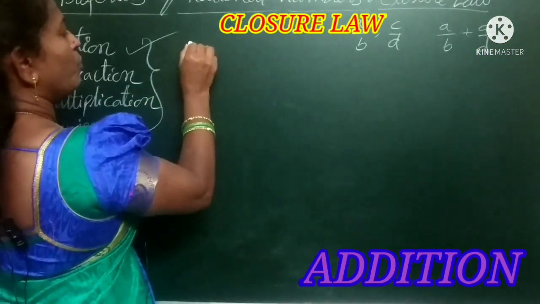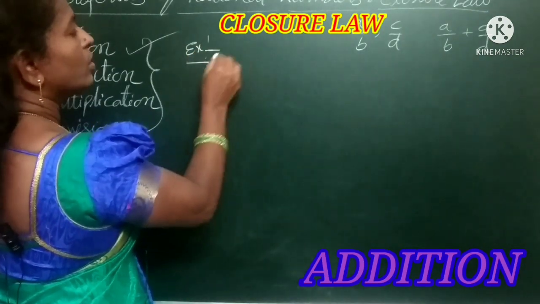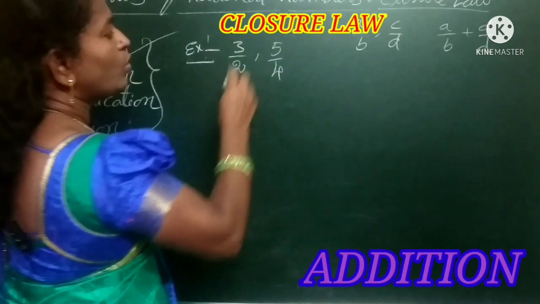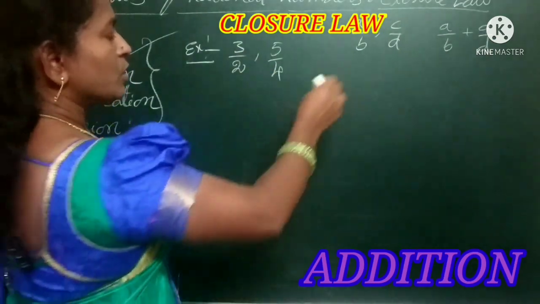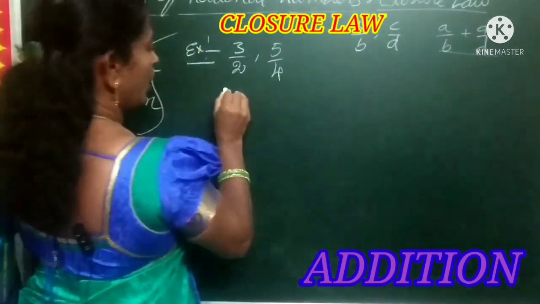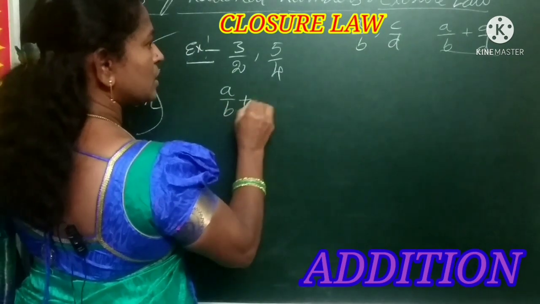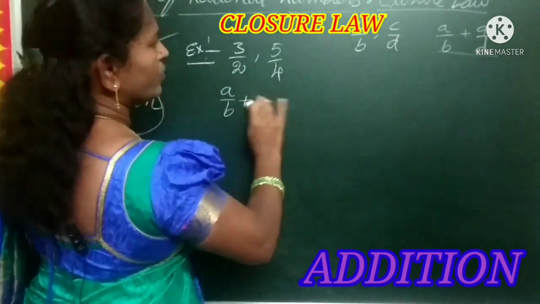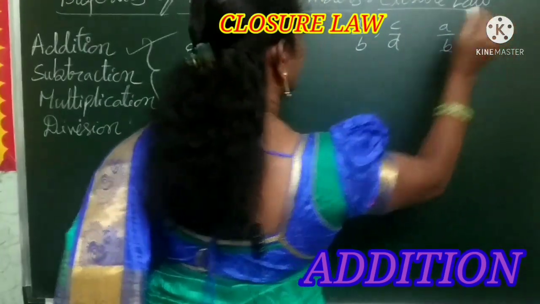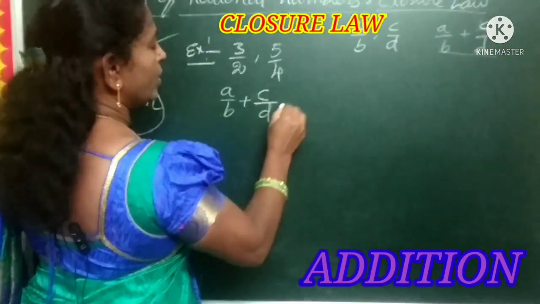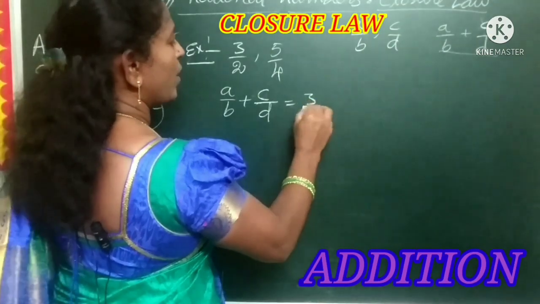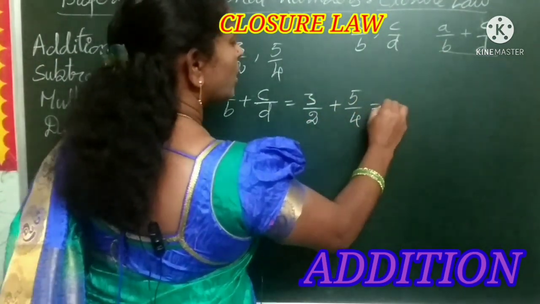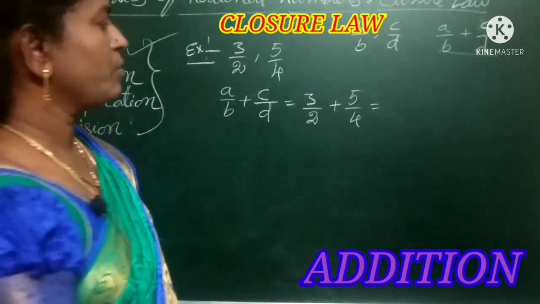For example, 3 by 2 and 5 by 4, two rational numbers. So what is the condition here? a by b plus c by d is equal to 3 by 2 plus 5 by 4. Here the denominators are different, so find their LCM.